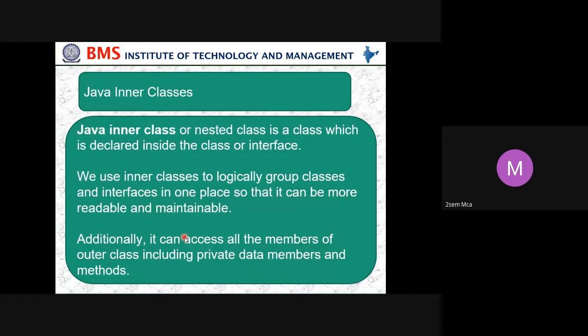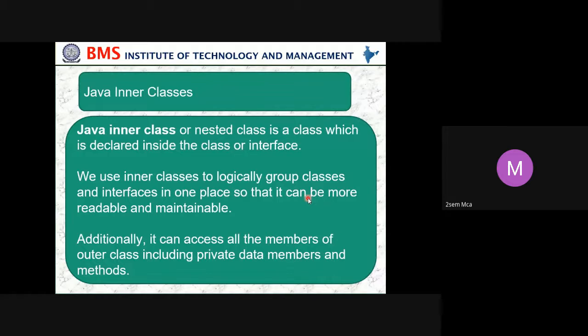Java inner class or nested class is a class which is declared inside a class or interface. We use inner classes to logically group classes and interfaces in one place so that it can be more readable and maintainable. Additionally, it can access all the members of the outer class, including private data members and methods.